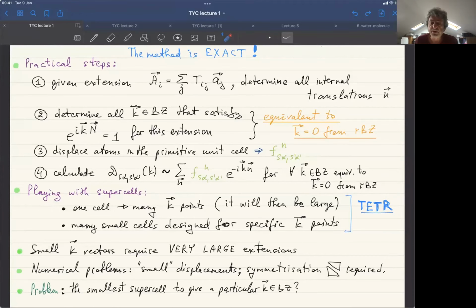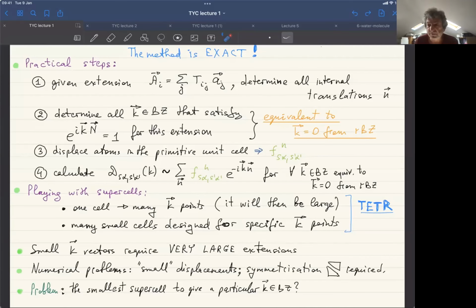If you would like to have small k points close to the gamma point, you have to have very large extensions, and there is a barrier for you because you can't take very large cells. The calculation becomes prohibitively expensive. So for small k points, this method is actually useless. But you can still determine the dynamical matrix, and therefore vibrational frequencies, for the k points which are on the surface of the Brillouin zone, maybe in the middle of the Brillouin zone.